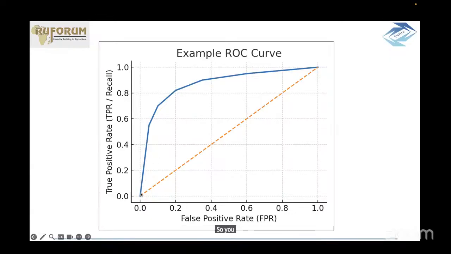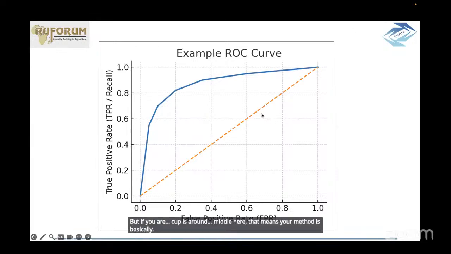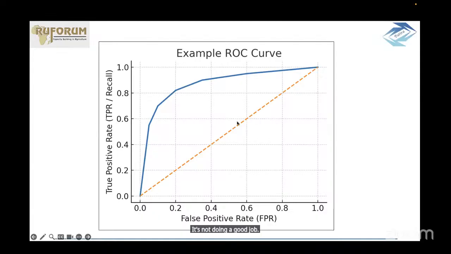So you start from 0. As you increase your true positive rate, this one also becomes higher. A perfect one would be just like this, 1. But if your curve is around the middle here, that means your method is not doing a good job. So for a good method, the curve has to be more than 0.5, and then the area under the curve should be greater.